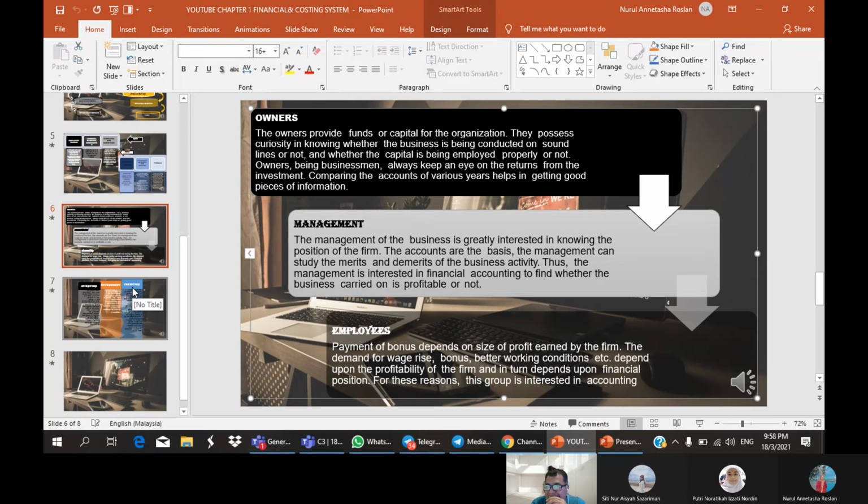The demand for wage rise, bonus, better working condition depend upon the profitability of the firm, and in turn depend upon financial position. For this reason, this group is interested in accounting.